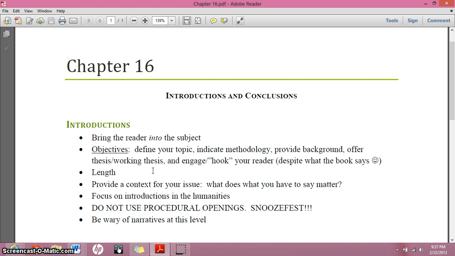You will see this in longer articles. You may see a whole section of an article be an introduction and a whole section be a conclusion, and that's because the complexity of the thinking within that article is much higher, so they need more introduction and more conclusion in order to do their job as the writer for the reader. Make sure you provide a context for your issue. Why does what you have to say matter? Kind of relates to that so what question.